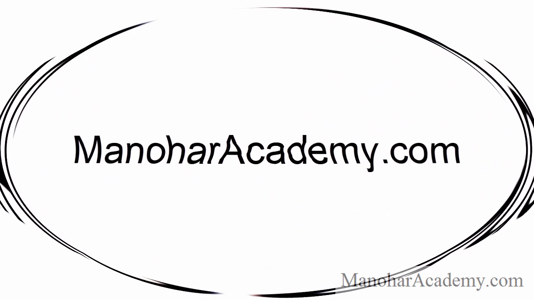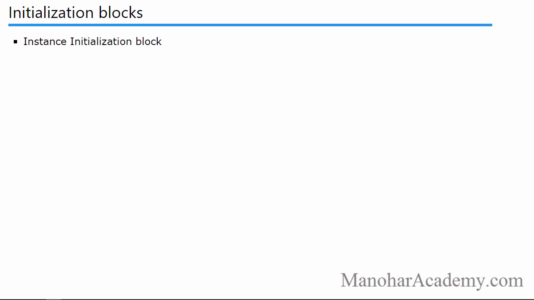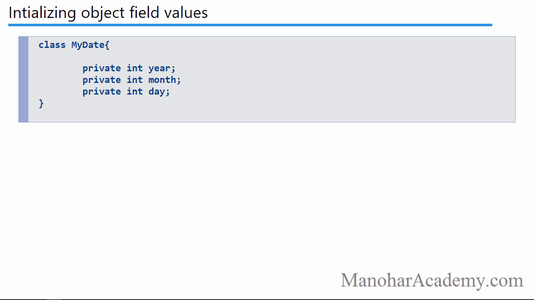In this lesson, we are going to discuss initialization blocks. We have two kinds of initialization blocks, instance initialization block and static initialization block. They are similar to our instance variables and class variables. Now we have a class myDate and it has three instance fields. We know that they will be provided with some default value of 0, 0, 0 because they are integers.